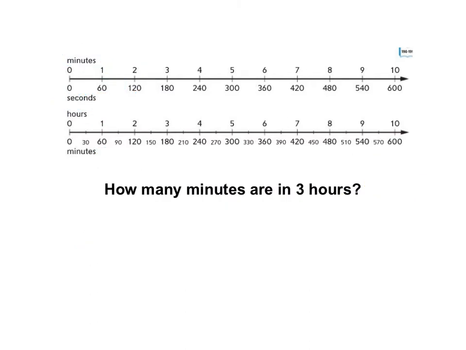Let's use the scale to find out how many minutes are in 3 hours. I want to know hours and minutes, so I'm going to use this scale. I'm going to look at the hours time. 1, 2, 3 hours is the same thing as 180 minutes. Now, what if I didn't have my scale? I would first need to know that 1 hour is the same thing as 60 minutes. 60 minutes in an hour.